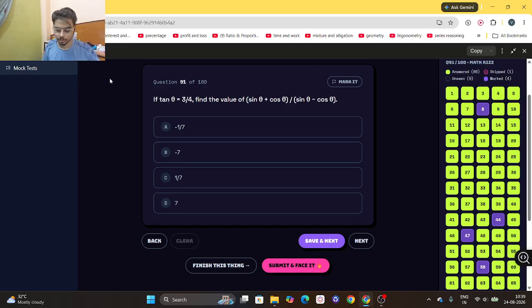Tan theta is equal to 3 by 4. Hypotenuse will be 5. Sin theta plus cos theta upon sin theta minus cos theta. Now, sin theta plus cos theta, 3 by 5 plus 4 by 5, upon 3 by 5 minus 4 by 5. 7 by 5 upon minus 1 by 5, which is minus 7.